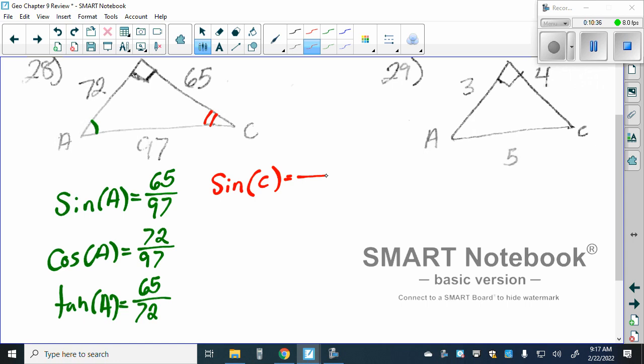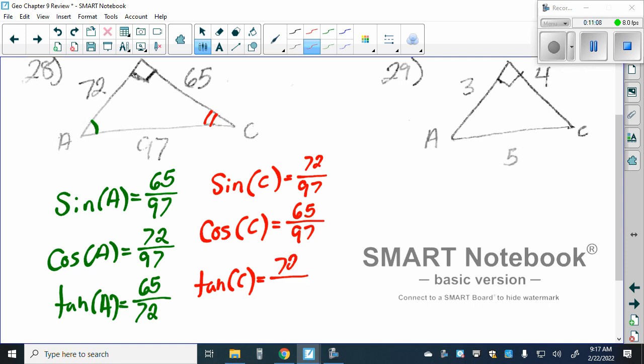So on these here and on the test, it's looking for sine, cosine, and tangent of both angles. The only one we don't use is the right angle. Whichever one's the right angle is the only one we're not going to find these ratios for. 72 over 97. Cosine of C is going to be adjacent, which is now 65 over. And lastly, tangent of C is 72 over 65.